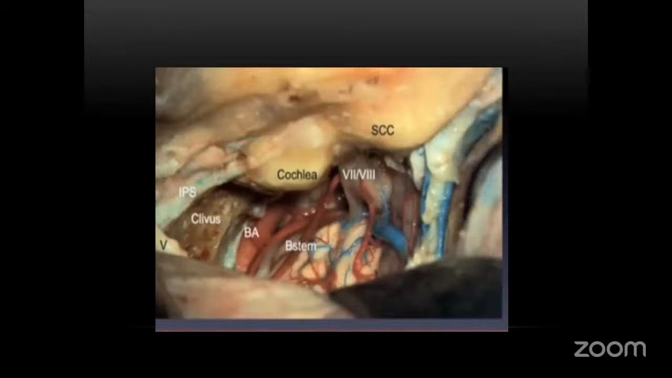If your target is anterior petrosectomy, you have to go through the Kawase approach. That we call the Kawase approach. What is the Kawase approach? What are the landmarks of the Kawase approach?